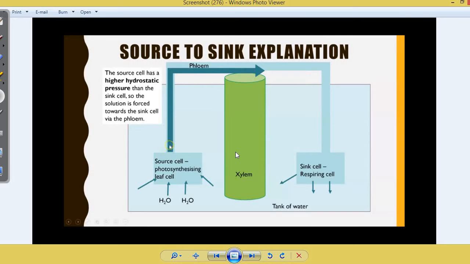This is just a simple explanation to make it a simple concept. Now I'll teach you in depth. But I want you guys to understand the concept of hydrostatic pressure, that is, why there is high hydrostatic pressure in the source cell and why there is low hydrostatic pressure in the sink cell.